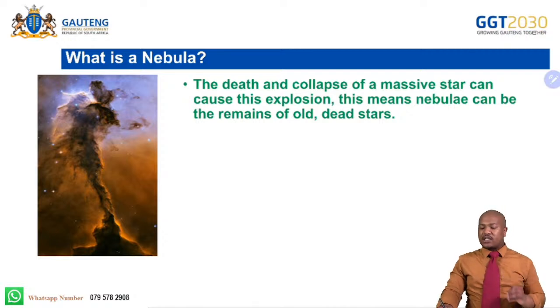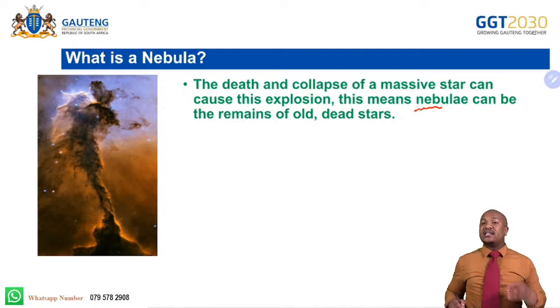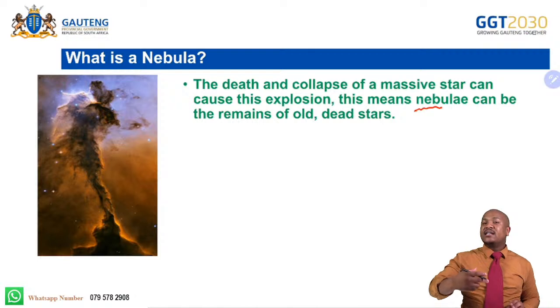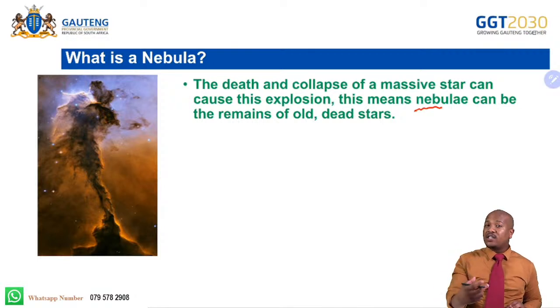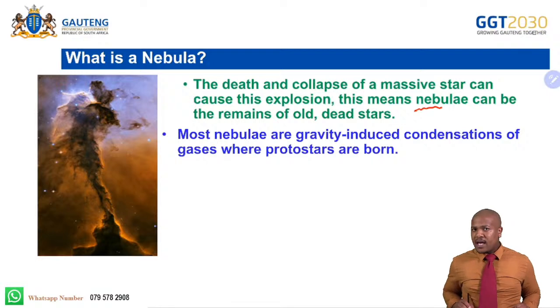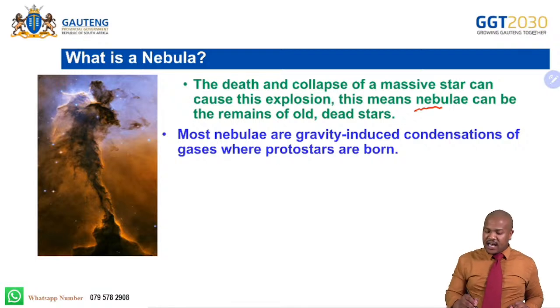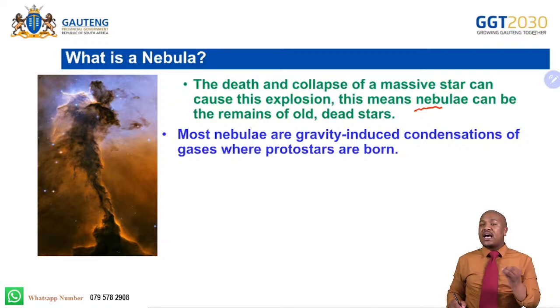So this means what? Nebulae can be the remains of old and dead stars. And I'm saying that in a nebula, this is where we find what? The birth of a star, or this is where stars are formed, in that collection of dust and gas particles. Now, most nebulae are gravity-induced, right? They are gravity-induced condensations of gases where protostars are born.